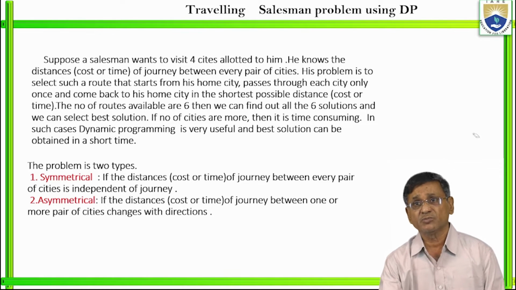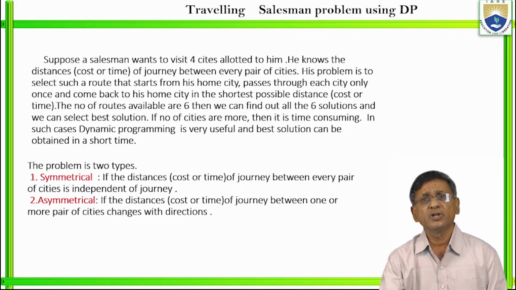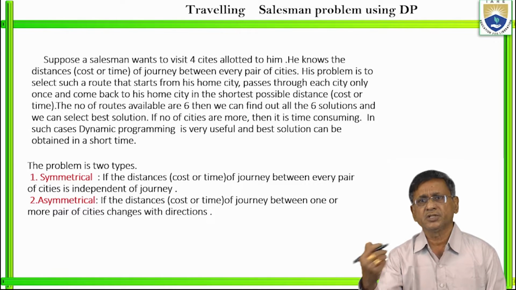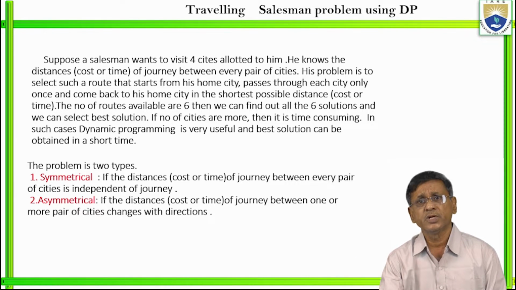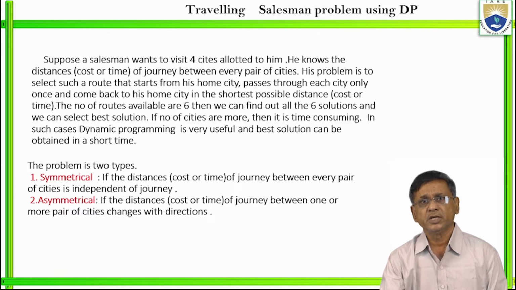If the number of cities is more, then we get more routes. So in that case, it is very difficult to find out the solution for all the routes and then select the best one. In that case, dynamic programming is very useful to find the solution.